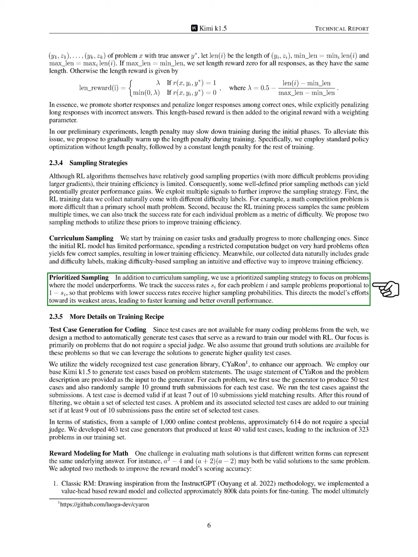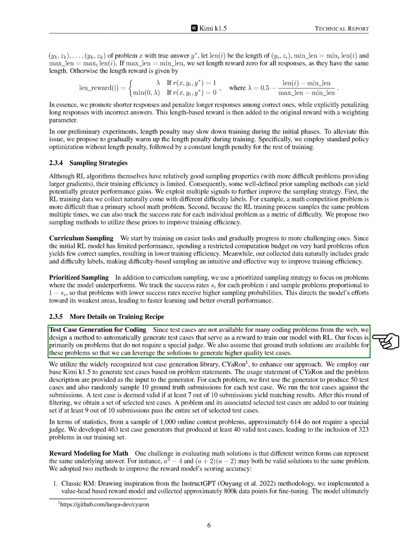Second, we implement prioritized sampling, which focuses on problems where the model performs poorly. We monitor the success rates for each problem and sample them based on their failure rates. This means that problems with lower success rates are sampled more frequently, directing the model's learning efforts toward its weaknesses.